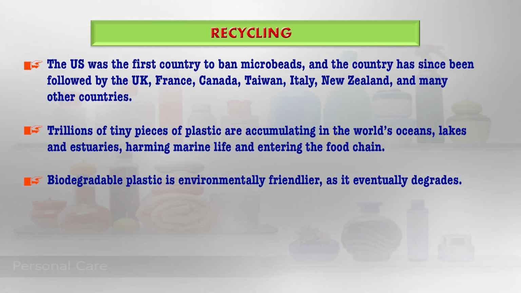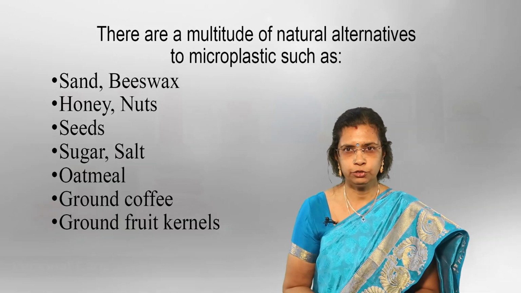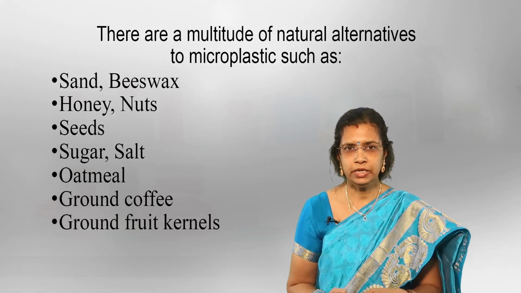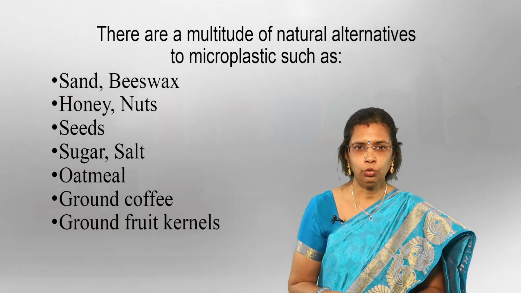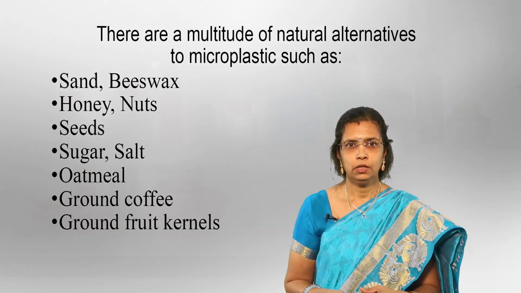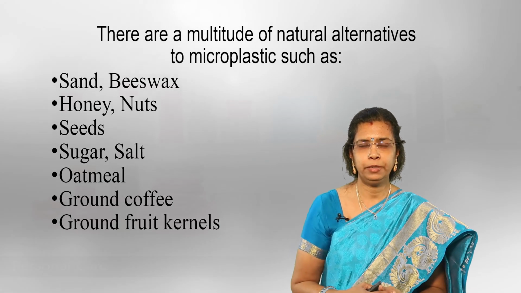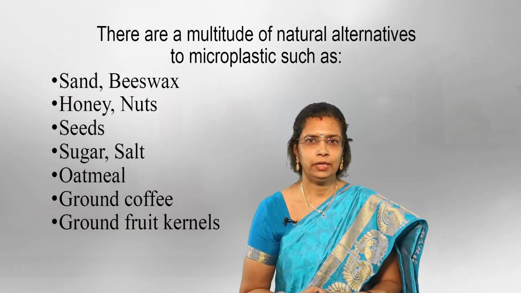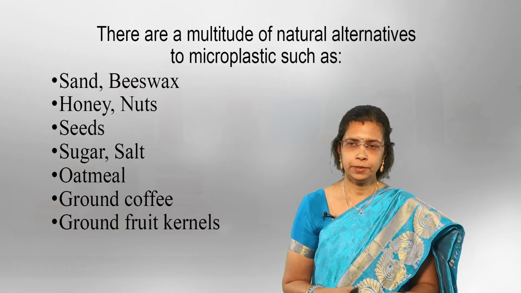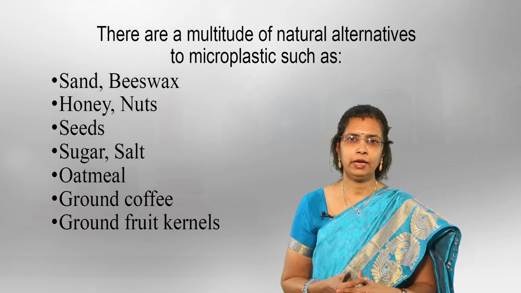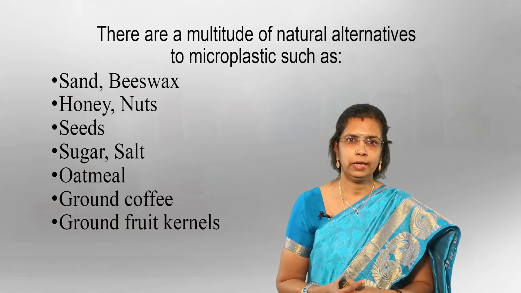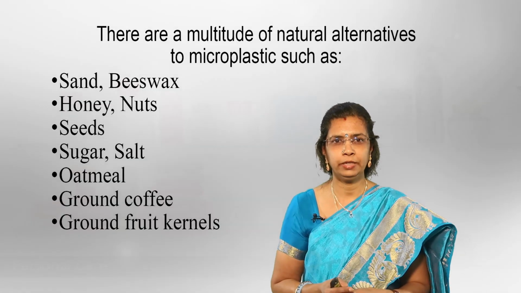Biodegradable plastic is an environmentally friendlier plastic, as it can eventually degrade. There are also a number of other alternatives to microplastic, like sand, beeswax, honey, nuts, seeds, sugar, salt, oatmeal, ground coffee, and ground fruit kernels. Many of these natural alternatives have been used, and a lot of cosmetic brands like Unilever, Procter & Gamble, Johnson & Johnson, The Body Shop have turned to eco-friendly products, and they have committed to eliminating microbeads from their products.